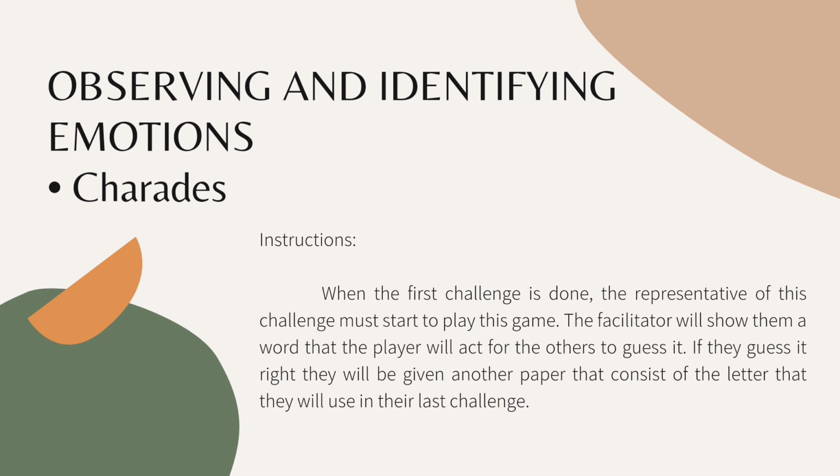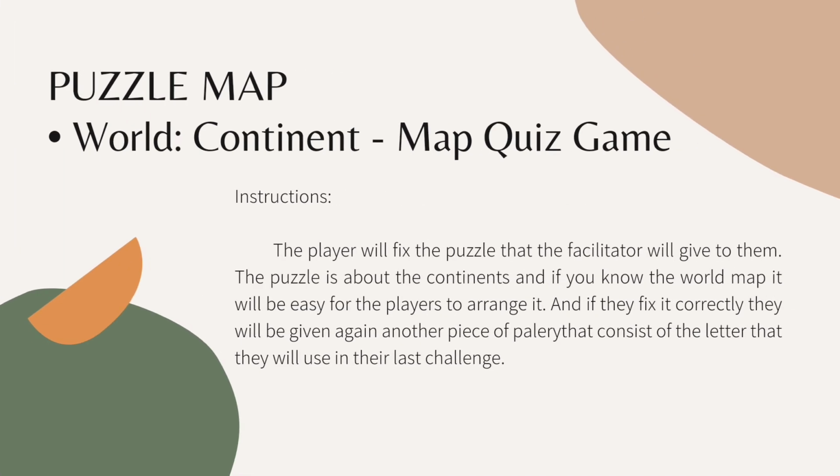Instructions. In this challenge, a representative must start to play this game. The facilitator will show them a word that the player will act out for the others to guess. If they guess it right, they will be given another paper that consists of a letter that they will use in their last challenge. After finishing the second challenge, up next is the third challenge, which is puzzle map, world continent.